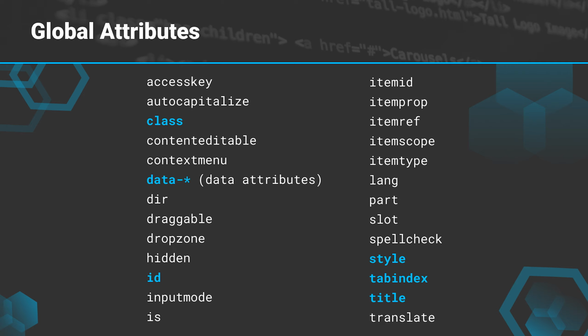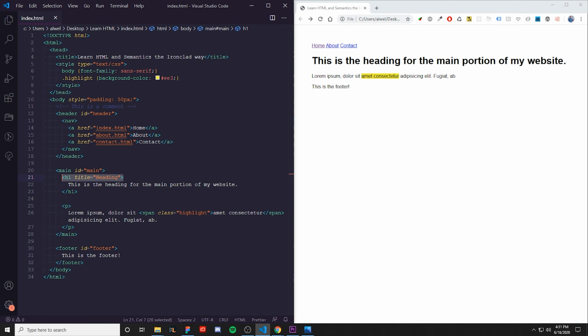Title attribute is below tab index, and what the title attribute does is give us a tooltip for free. So if you look in our HTML on line 21 for our heading, our H1 tag or element, I've given it a title of heading, so if we go to our HTML site and we hover the element, we get a little tooltip of whatever we put in that attribute. Now remember, this is a global attribute, so we can use it on any element, but don't use it too much. It can be overused.